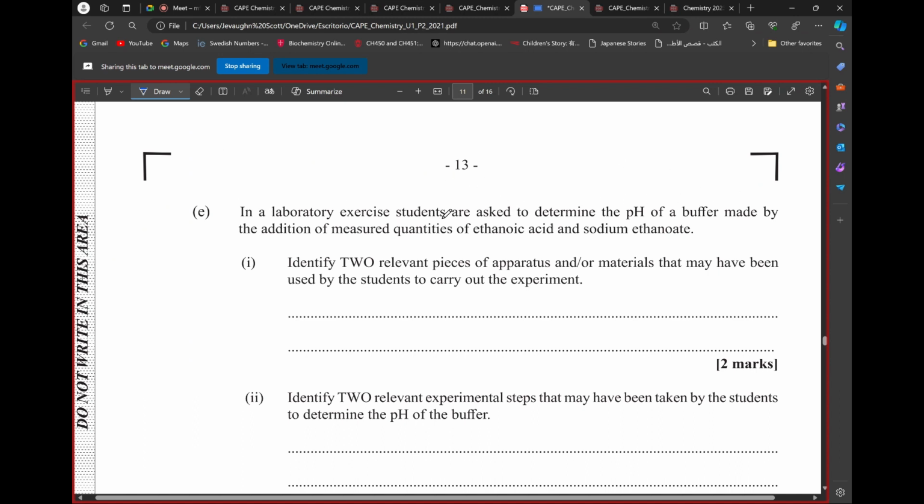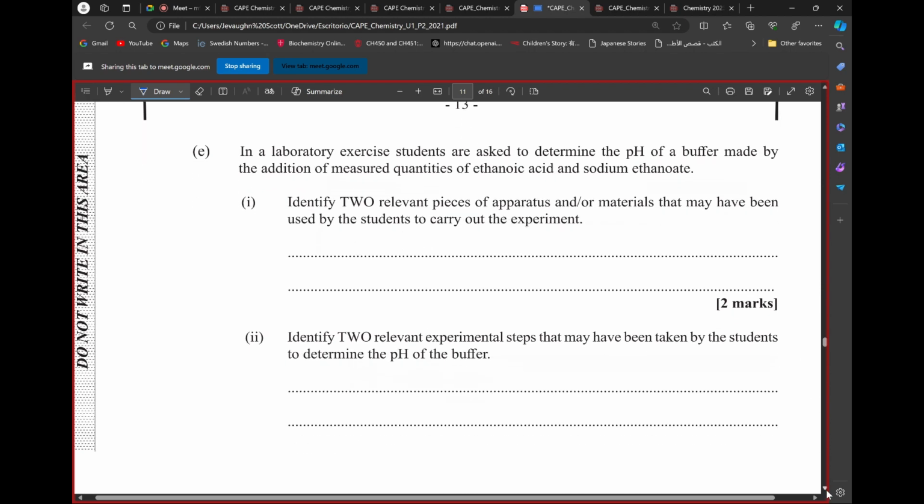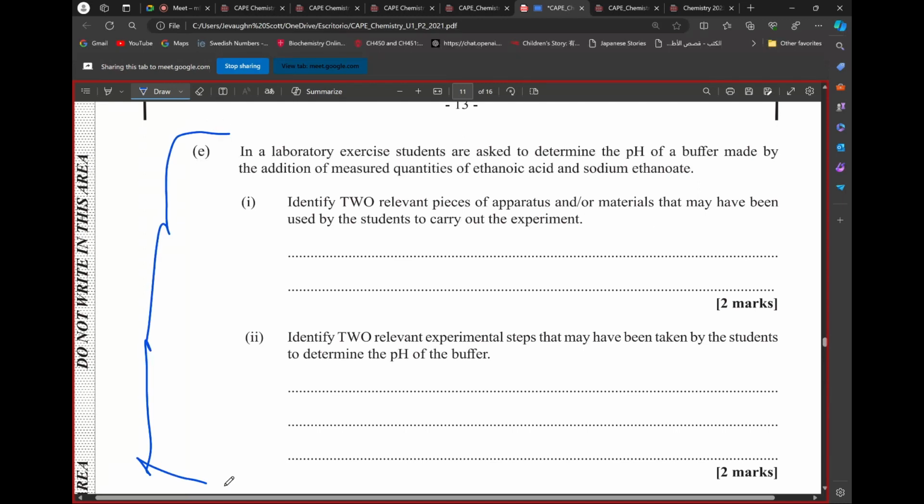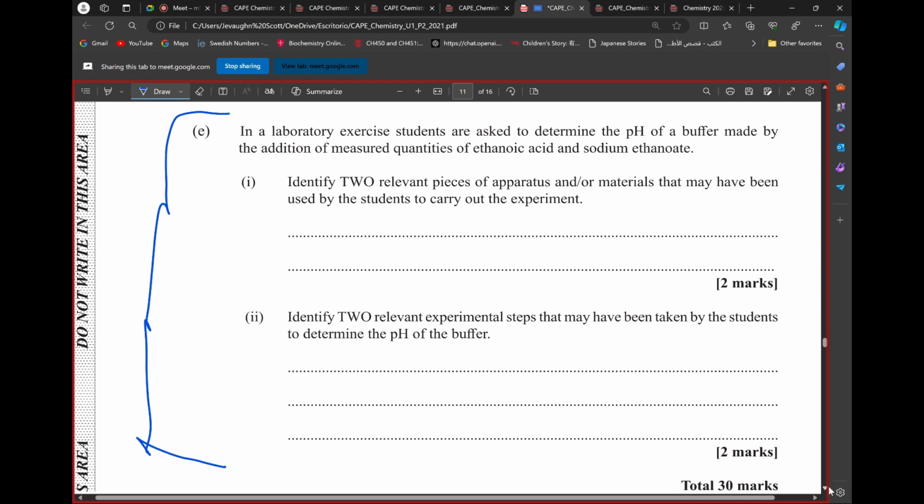by the addition of measured quantities of ethanoic acid and sodium ethanoate. Identify two relevant pieces of apparatus or materials that may have been used by the students to carry out the experiment. What could we do for that? This is literally the repeat of a question from 2015, I believe. I don't think the concepts have changed. So, have a go at this.